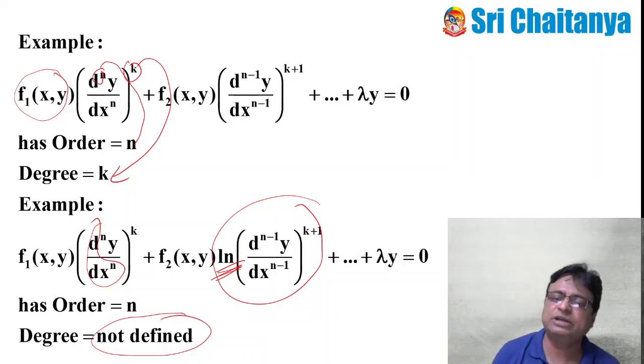Order and degree are what? Non-negative integers. To be more precise, they are positive integers.